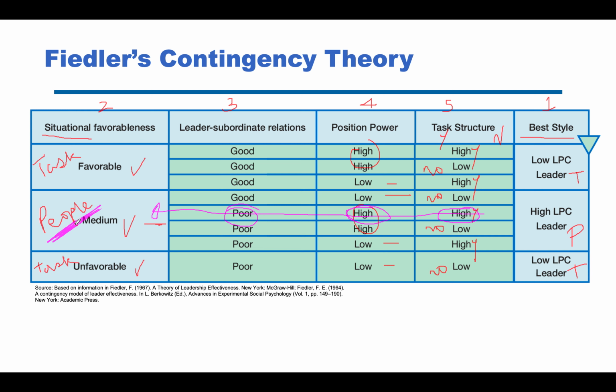Take the person out of the situation. You can't change the person. So you take the person out of the situation and put a people person in there. That's what Fiedler's contingency theory basically says.